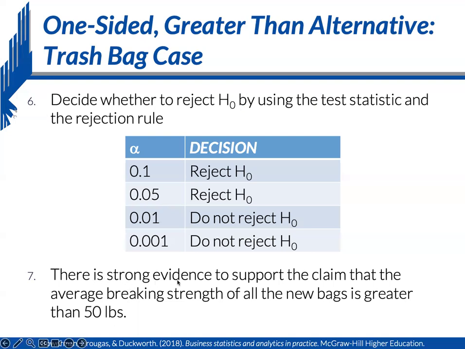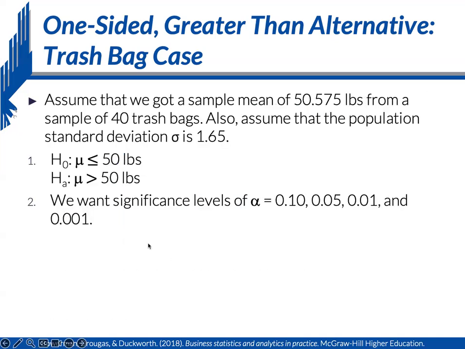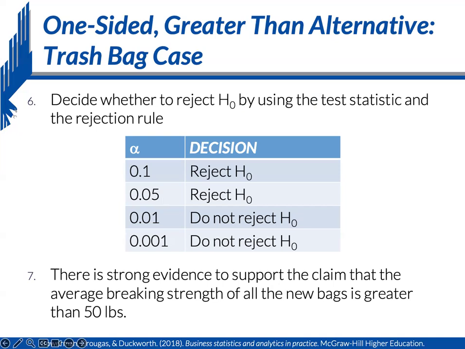There is strong evidence to support the claim, or to support the alternative hypothesis, that the average breaking strength of all the trash bags exceeds or is greater than 50 pounds. So we have strong evidence to support the alternative hypothesis, which is that mu is greater than 50 pounds. So that's the procedure when using a critical value method.